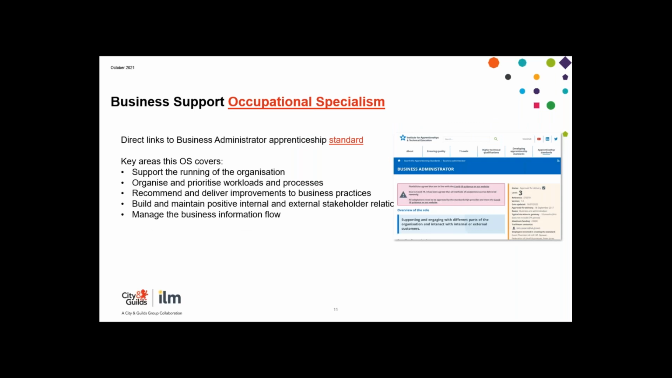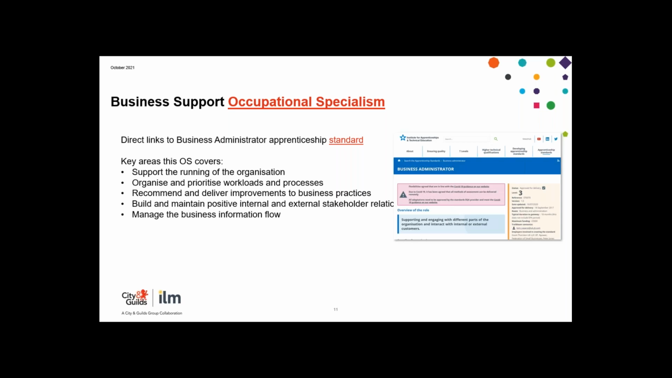The third occupational specialism is business support, and this links directly to the apprenticeship of business administrator. So that area looks at supporting the running of the organisation, organising and prioritising workloads, recommending and delivering improvements, building and maintaining internal and external stakeholders, and managing the business and information flow.